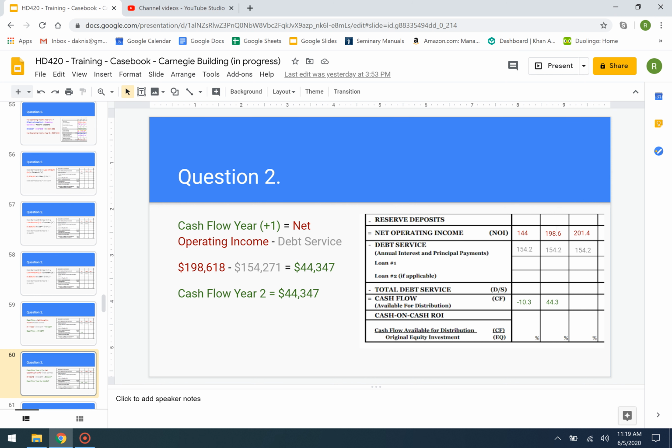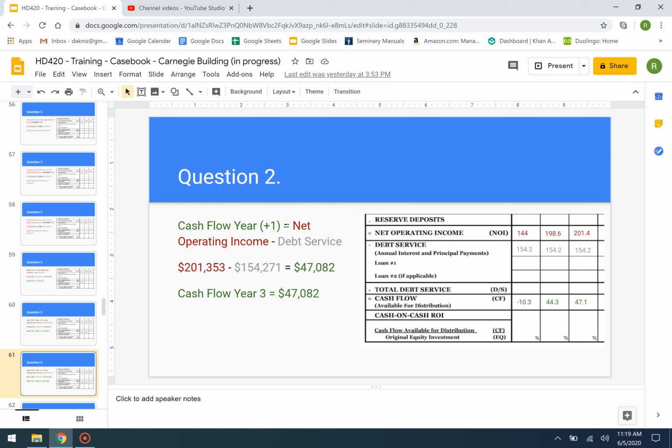For the next year, we just do the same thing. We take our net operating income minus our debt service. So that's going to be our $198,618 minus $154,271. But this time we get a positive cash flow of $44,347. All right, so that's a pretty big upswing. We've gone from negative 10,000 to positive 44.